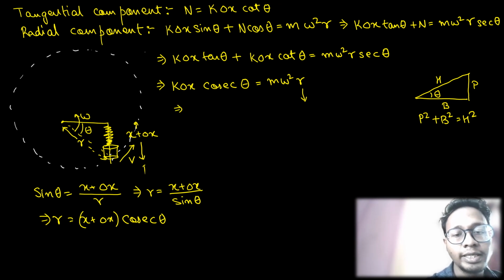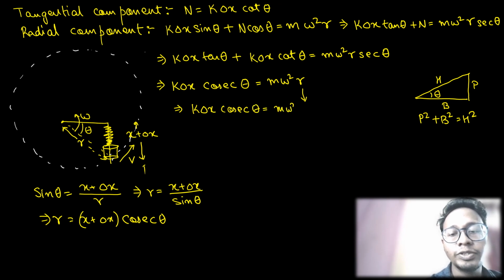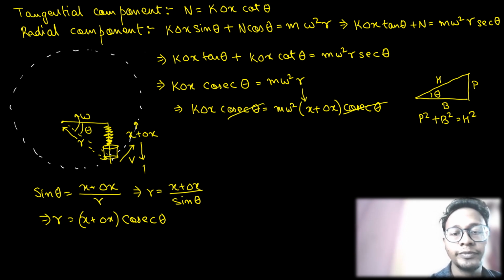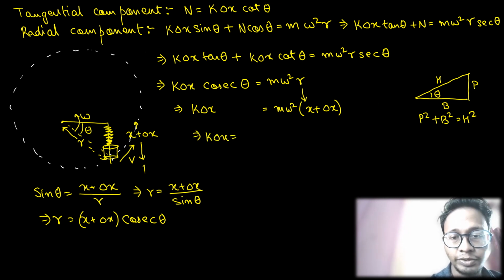So out here k delta x cosec theta is equals to m omega square. What is the value of r? X, initial length of the spring, plus elongation of the spring, into cosec theta. Cosec theta and cosec theta got cancelled. So out here our equation becomes k delta x is equals to m omega square into x plus delta x.